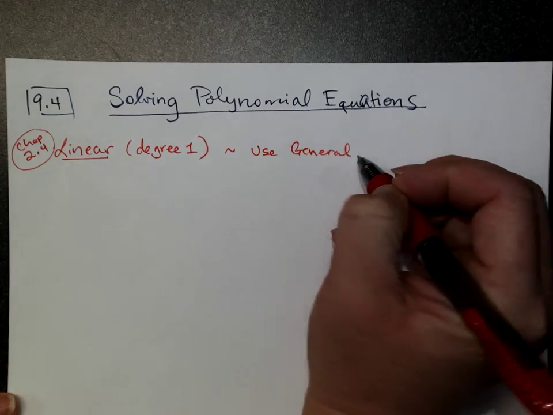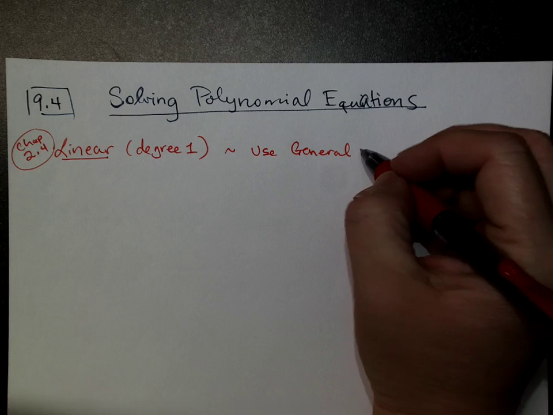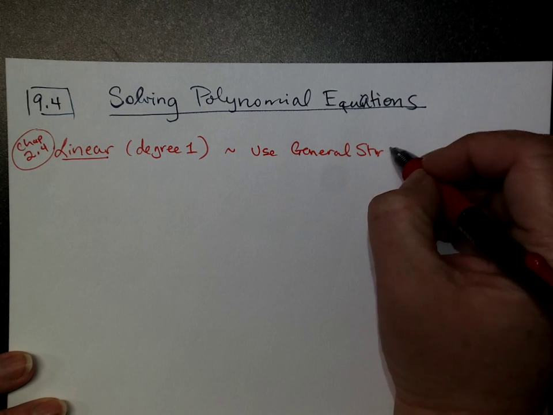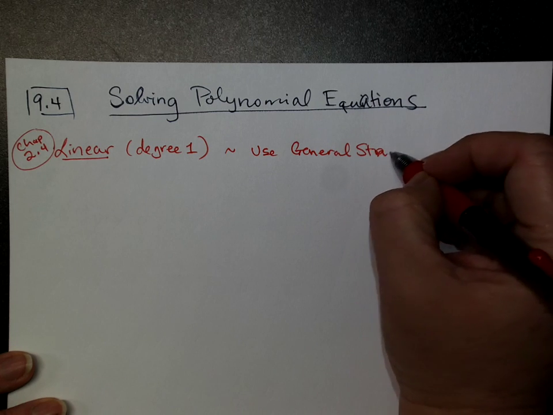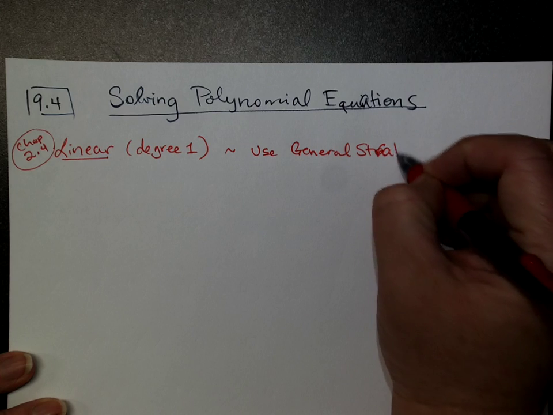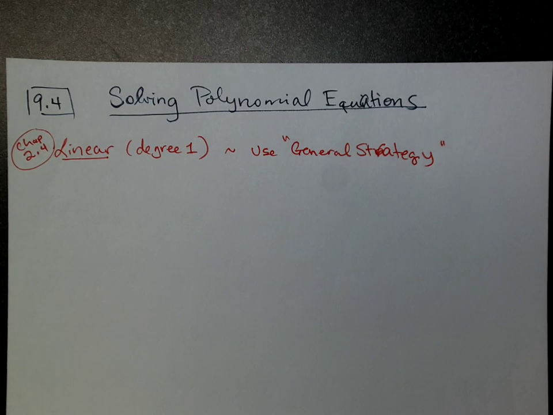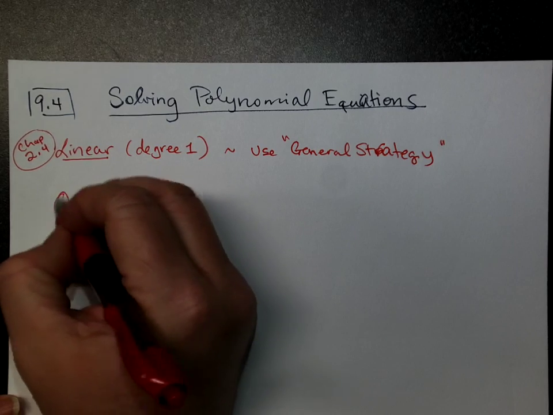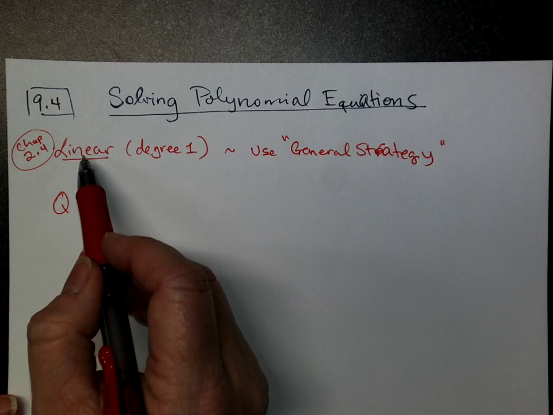I refer to that as the general strategy, that little orange or green card that I gave you, which we worked through in that review at the very beginning. That's just that list of things you do. First, clean it up: fractions, decimals, and parentheses. And then use your addition and multiplication properties. Okay. So what we're doing now is these are polynomial equations. Linear equations are polynomial.